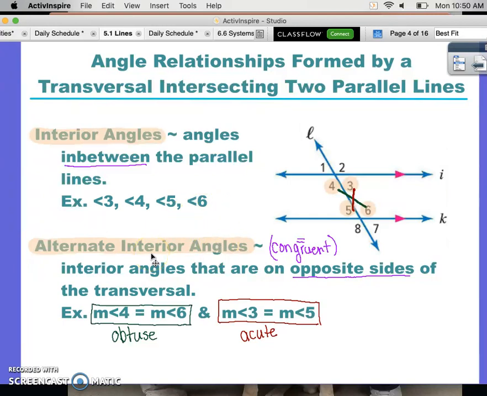Alternate interior angles are going to be interior angles that are alternate. So on opposite sides, interior angles that are on opposite sides of the transversal. So 3, 5, those are alternate interior. 4, 6 are alternate interior. Okay? They are going to be congruent. So if 3 was, say, 36 degrees, angle 5 would also be 36 degrees. Make sense? Any questions? Okay.